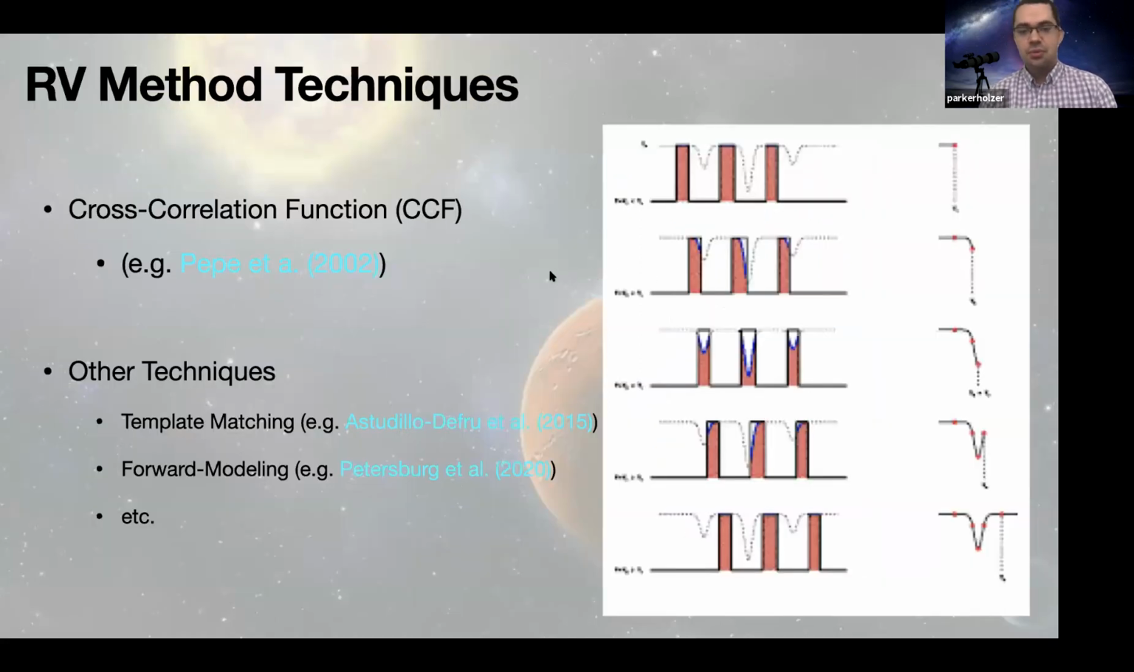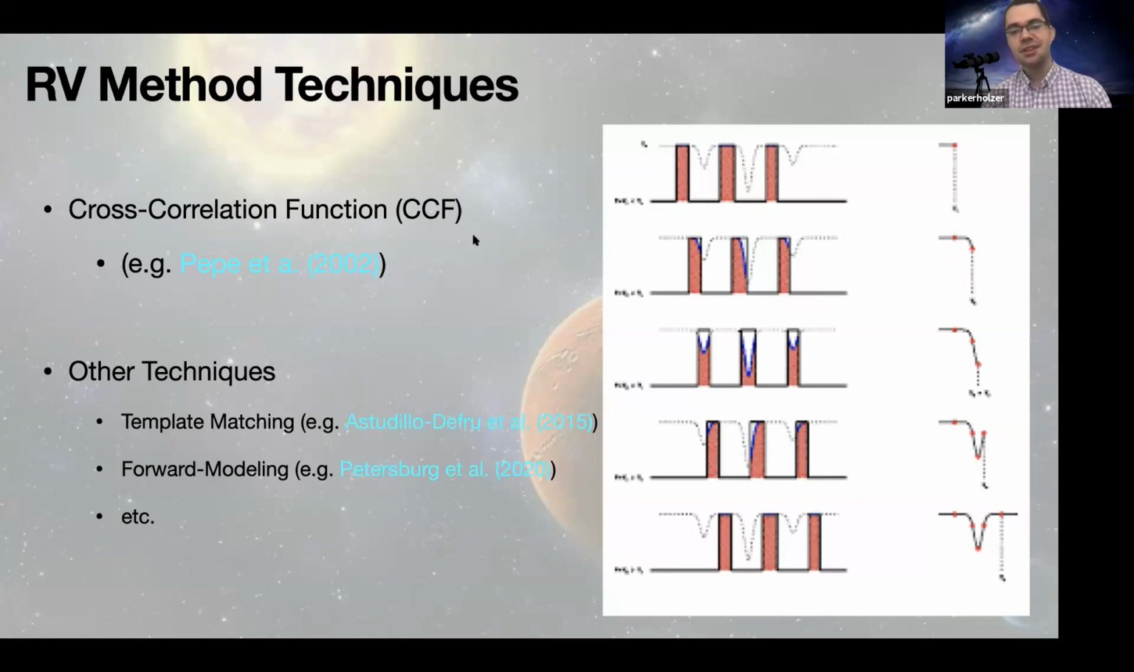And so how do we detect that signal in the spectra? Well, there have been a number of techniques developed, some of which have been around for decades, others of which are a little more new. But the one that's been around the longest, and that's, as far as I'm aware, still the most commonly used technique, is called the cross-correlation function.